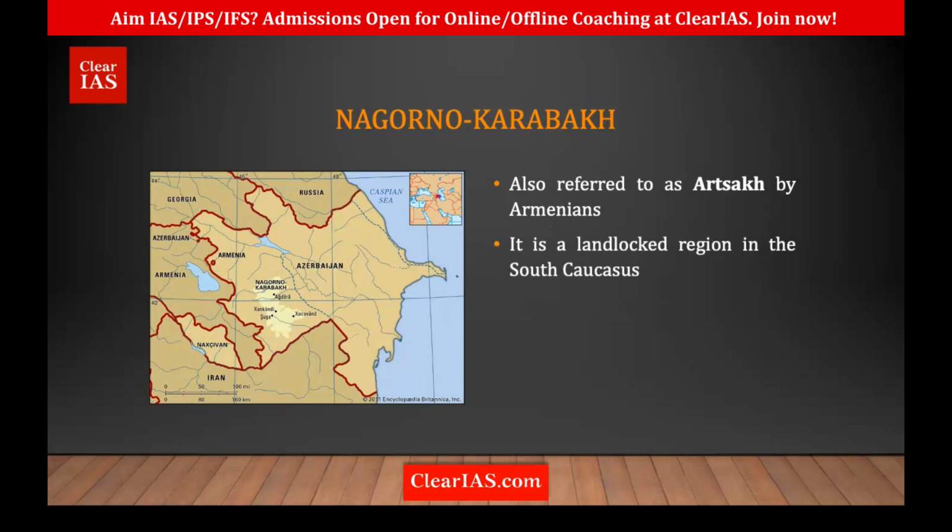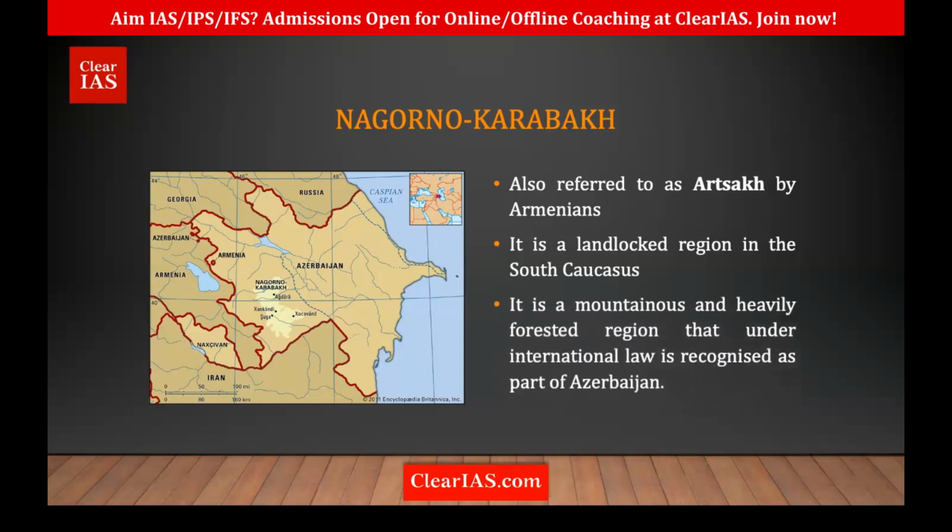It is a landlocked region in the South Caucasus, in the mountain ranges of South Caucasus. It is a mountainous and heavily forested region that under international law is recognized as part of Azerbaijan. So the law recognizes Nagorno-Karabakh as part of Azerbaijan, but Armenia claims it because of the people there. Yes, there's a conflict there. Remember, it is in Azerbaijan, but Armenia claims it as its part.